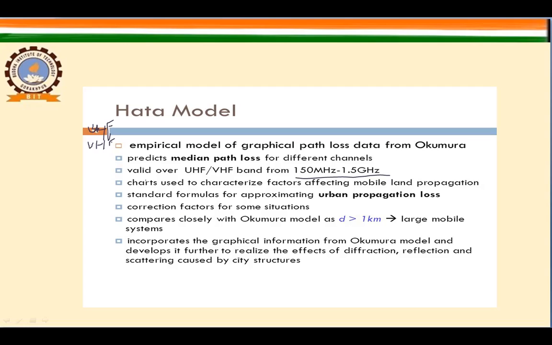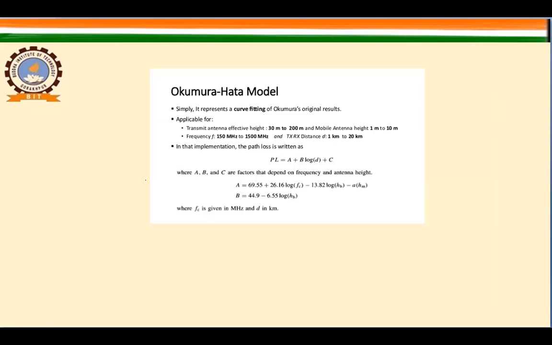So the correction factor for the suburban situation compares closely with the Okumura model as d should be greater than 1 kilometer. The separation distance between transmitter and receiver should be greater than 1 kilometer. Then it is used in large mobile systems. It incorporates the graphical information from the Okumura model and develops it further to realize the effect of diffraction, reflection, and the scattering caused by these structures and obstacles.